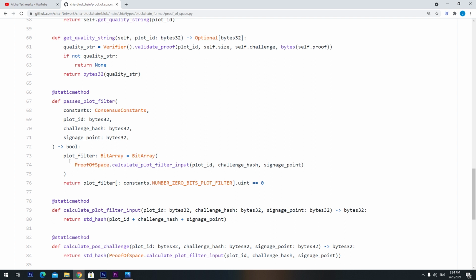There are two functions in the Chia code responsible for passing the filter: passes plot filter and calculate plot filter, which is called from the first function. I will try to explain in plain language what's going on here.